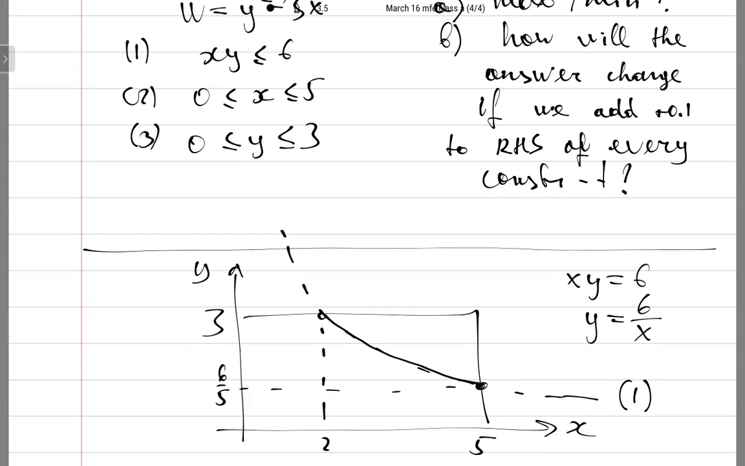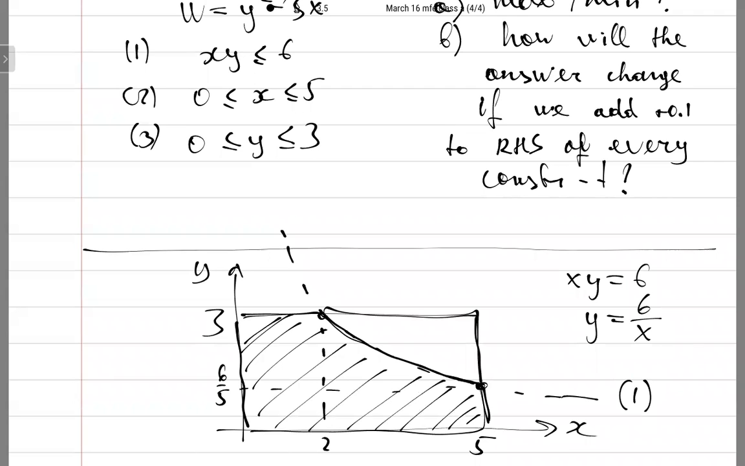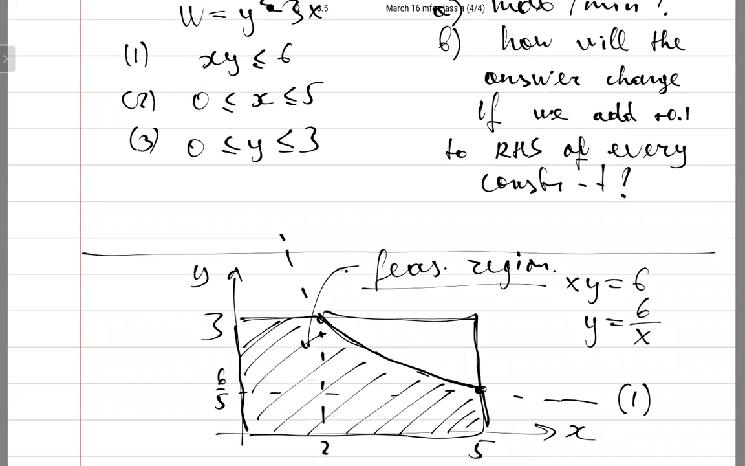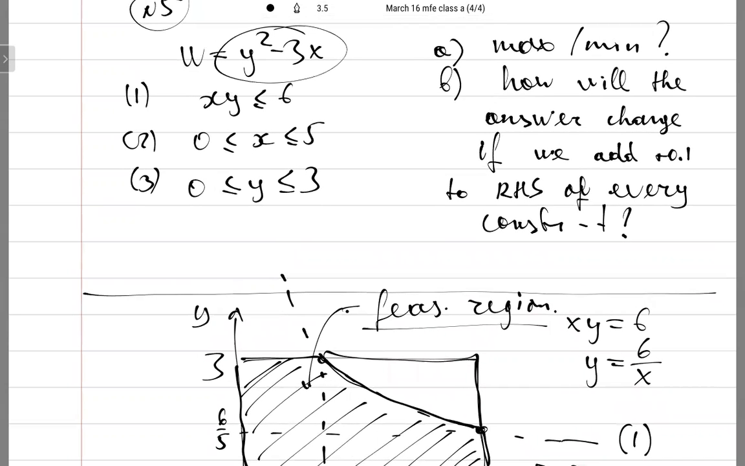Where is the feasible region? The feasible region is that triangle or that boot? The boot, yes. This boot is the feasible region. Okay, I have drawn the feasible region. Now I continue with level curves of my function.